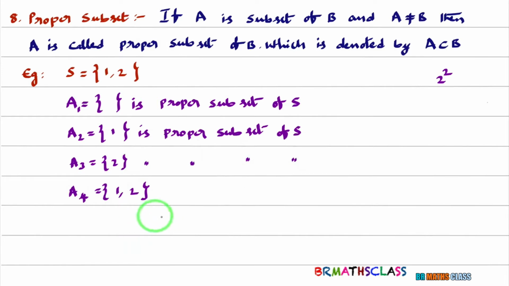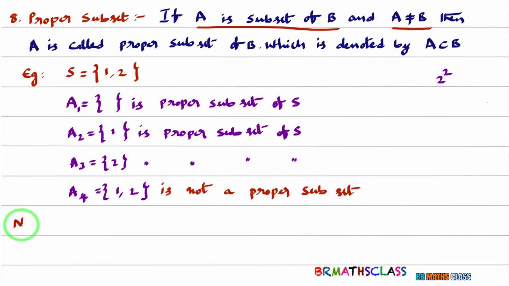And what about this A4? You observe this set. Is A4 a subset of S? We know that every set is a subset of itself. So here A4 is a subset of S because all the elements present in A4 are present in S. Is A4 the same as S? Yes, A4 is the same as S. But actually, what is the definition of proper subset? If A is a subset of B and A is not equal to B, then A is called a proper subset of B. Here the point is, it is a subset of S, but these two are equal. So A4 is not a proper subset.